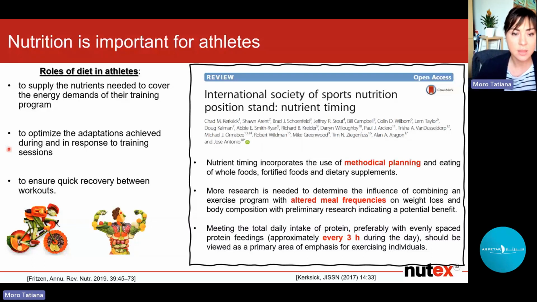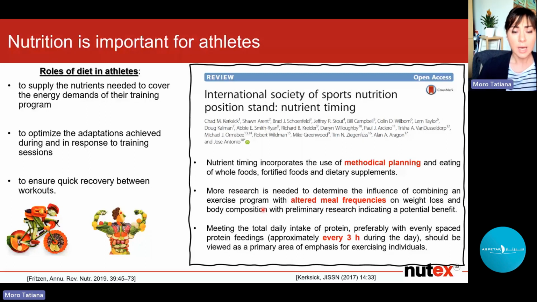But here are a few statements from this position stand that I think are very important. The first one is that nutrient timing incorporates the use of methodical planning. So we have to plan according to each different athlete, depending on the time of their training and the intensity of their training. It is a very precise type of method that we have to put in place if we want to guarantee the perfect nutrition for our athletes. But they're also saying that nowadays we need some extra studies to really understand how altering the frequency of our meals, for example, like with time restricted eating, can help our athletes to improve their performance, because we have many data on the regular population, but this type of study is not well integrated for the athlete's needs.